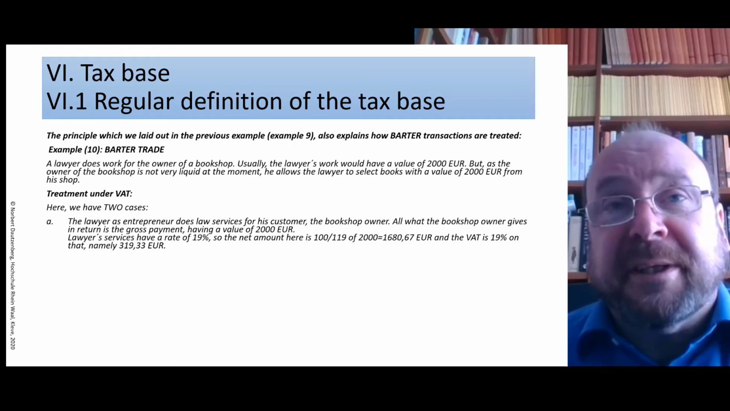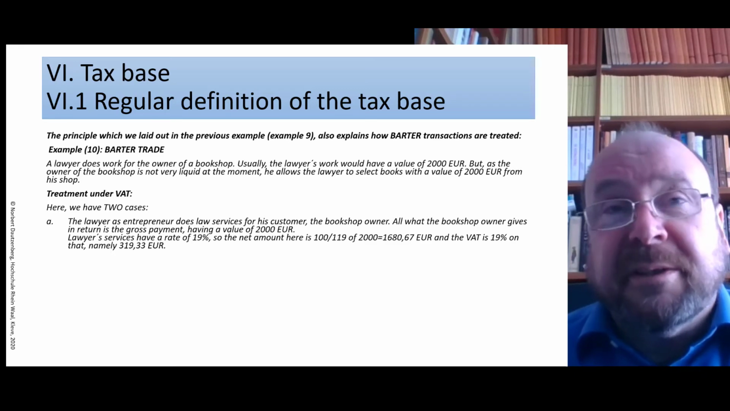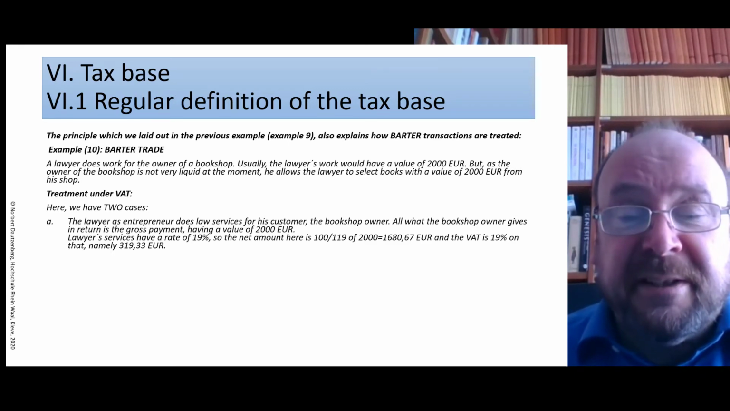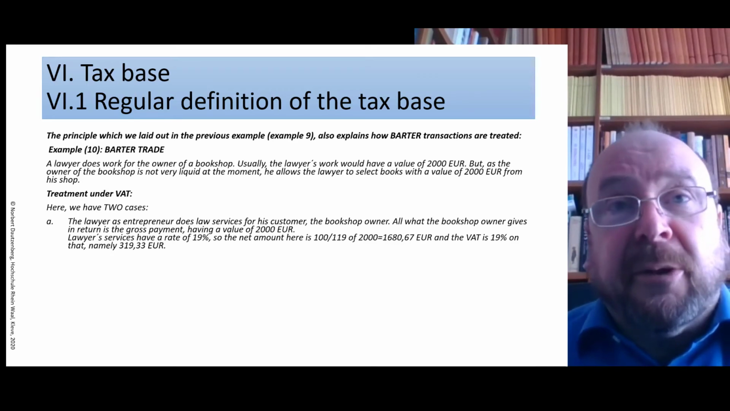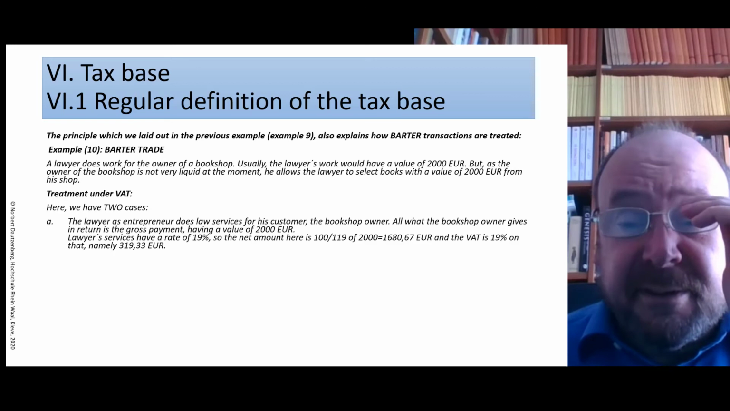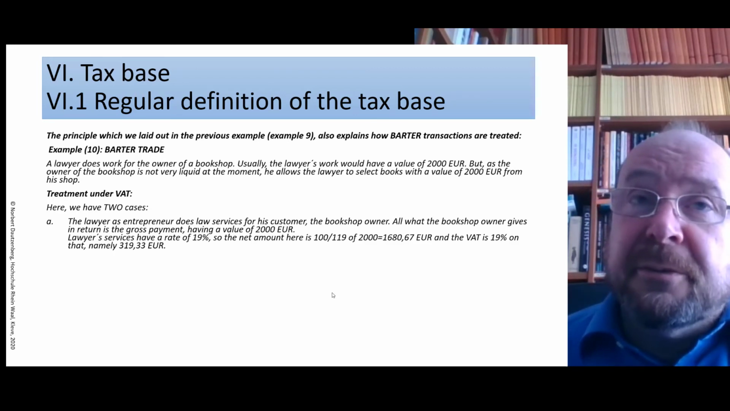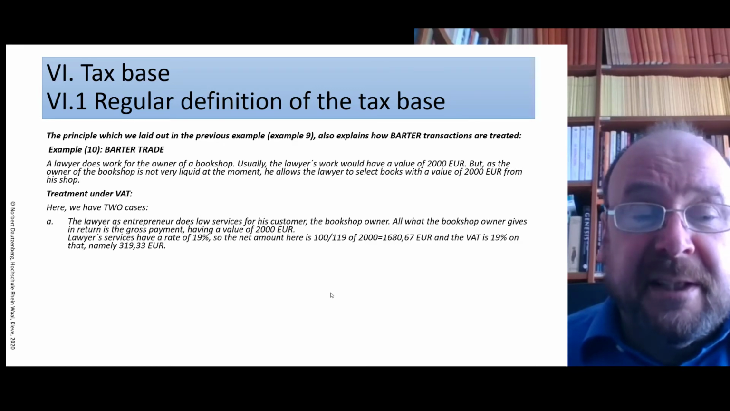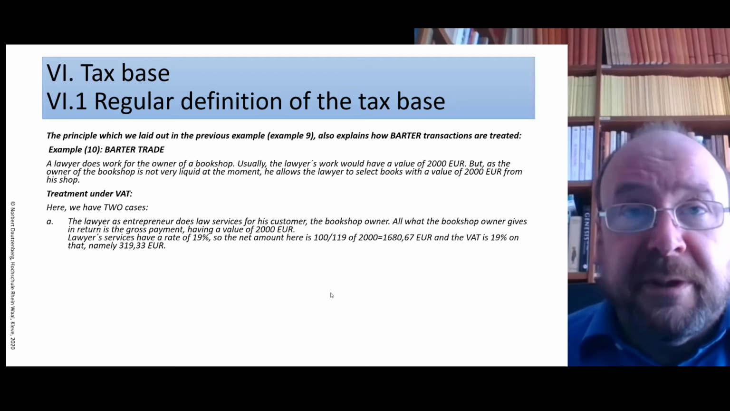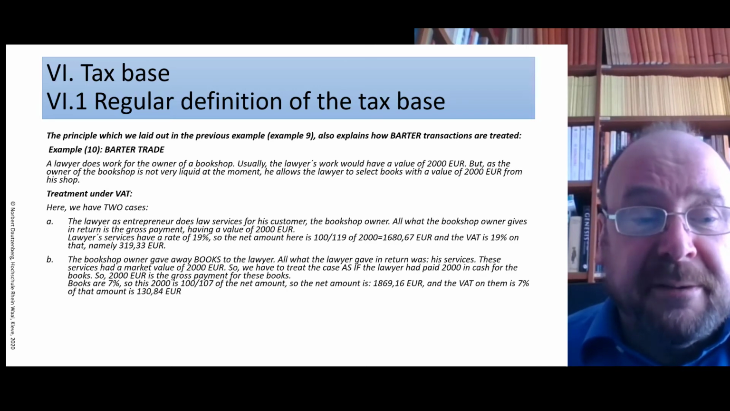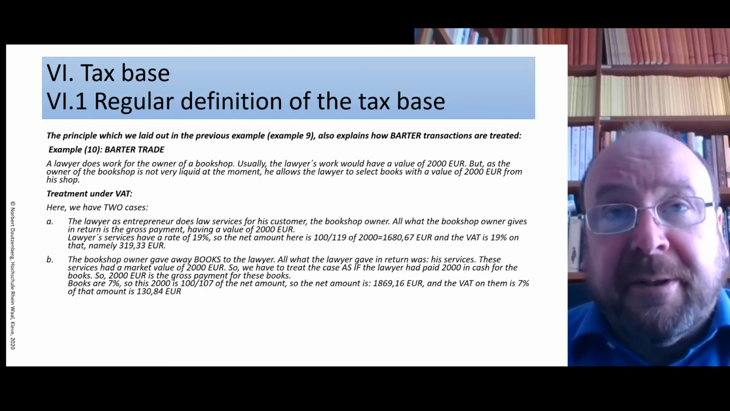And if our lawyer gets 2,000 for his services in return, then 100 out of 119 of that amount is the net amount and the rest is VAT. So our lawyer knows that for his services 319.33 euro are due to be paid to the fiscal office, and he has to give the bookshop owner an invoice confirming these amounts. Now, the bookshop owner gave away books to the lawyer.